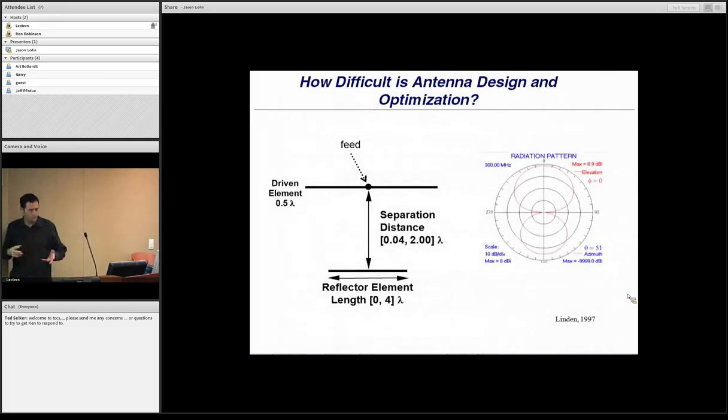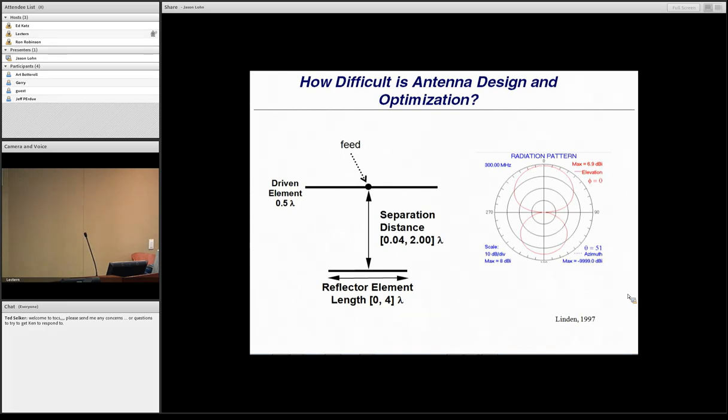This is very simple. You don't have to know anything about antennas, but you're going to see on the next slide why it's a hard problem. For those of you who do know something about antennas, we're just trying to design the length of this reflector element and then the distance between where the current comes in, and this is called the driven element. So we're just trying to parameterize the space in terms of this distance and this distance to get a certain gain pattern.